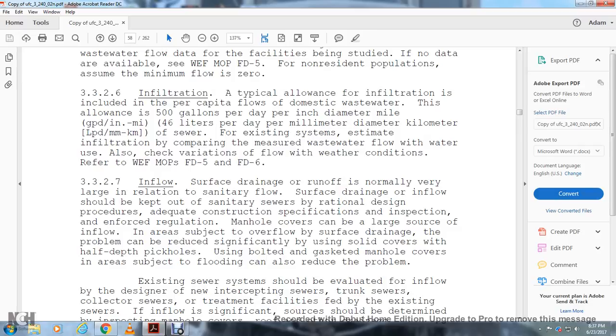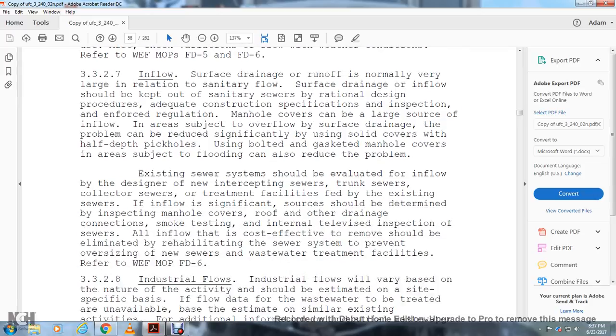For drainage, the runoff is normally very large in relation to the sanitary flow. So the inflow should be kept out of the sanitary sewer through rational design, adequate construction specifications, inspection, and enforced regulations. Manhole covers are a large source of inflow for areas subject to overflow of surface drainage. The problem is reduced significantly by using solid covers with half-depth pick holes, or both bolted gasket manhole covers. Areas subject to flooding can also have the problem reduced.